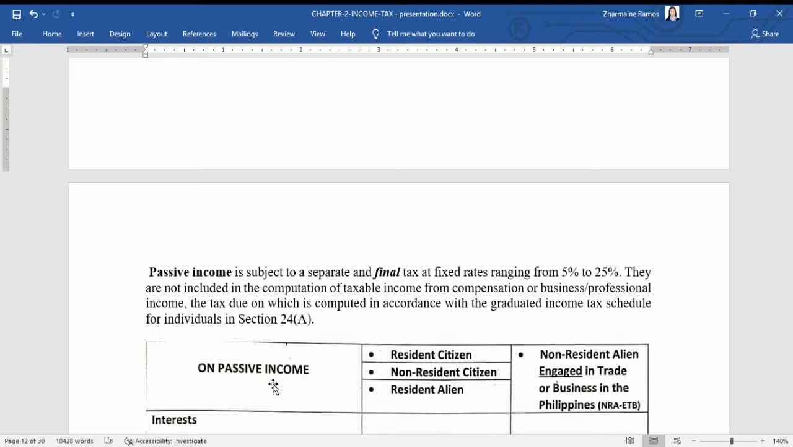For example, may dividend income ka. Hindi ko na siya idadagdag dun sa income ko pag nag-compute ako ng taxable income. Kasi meron na siyang sariling tax which is the final tax.